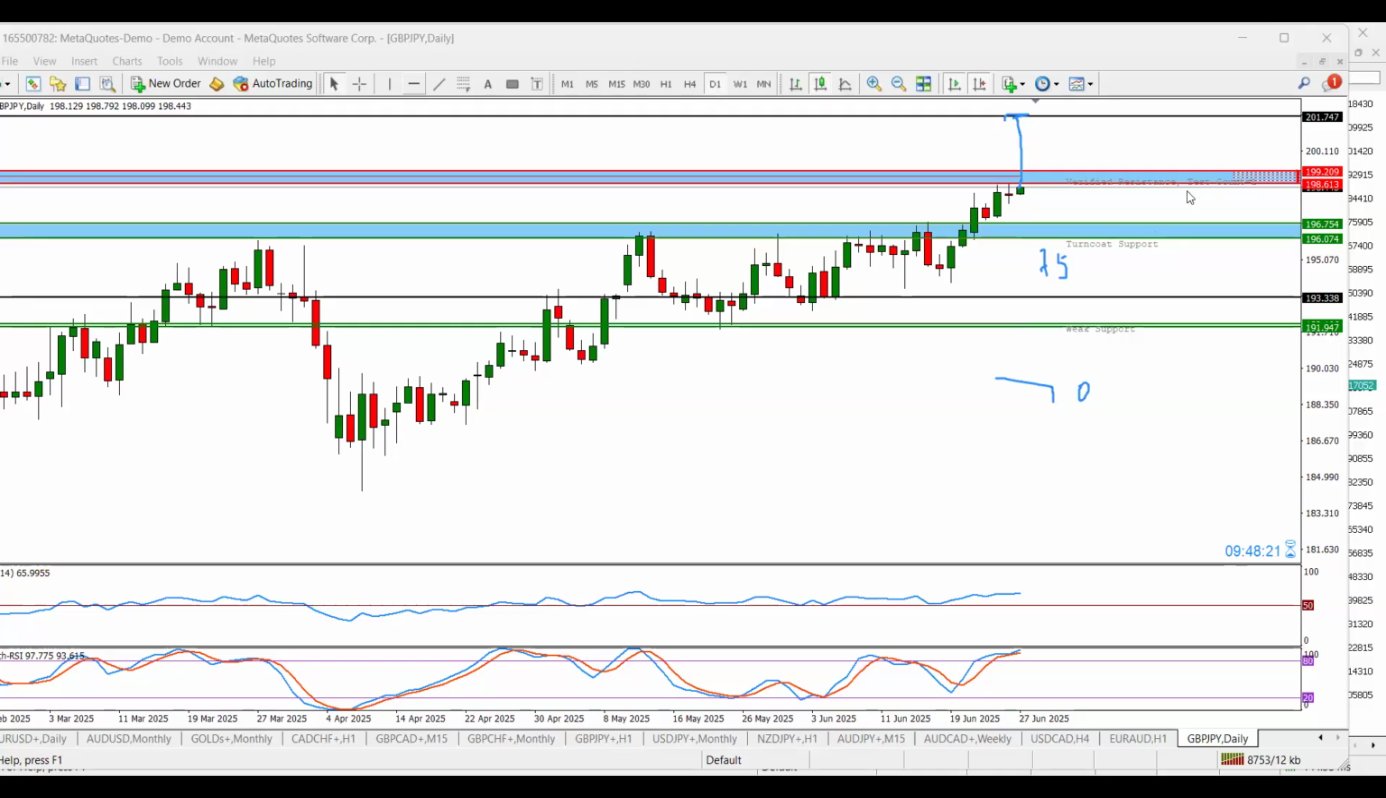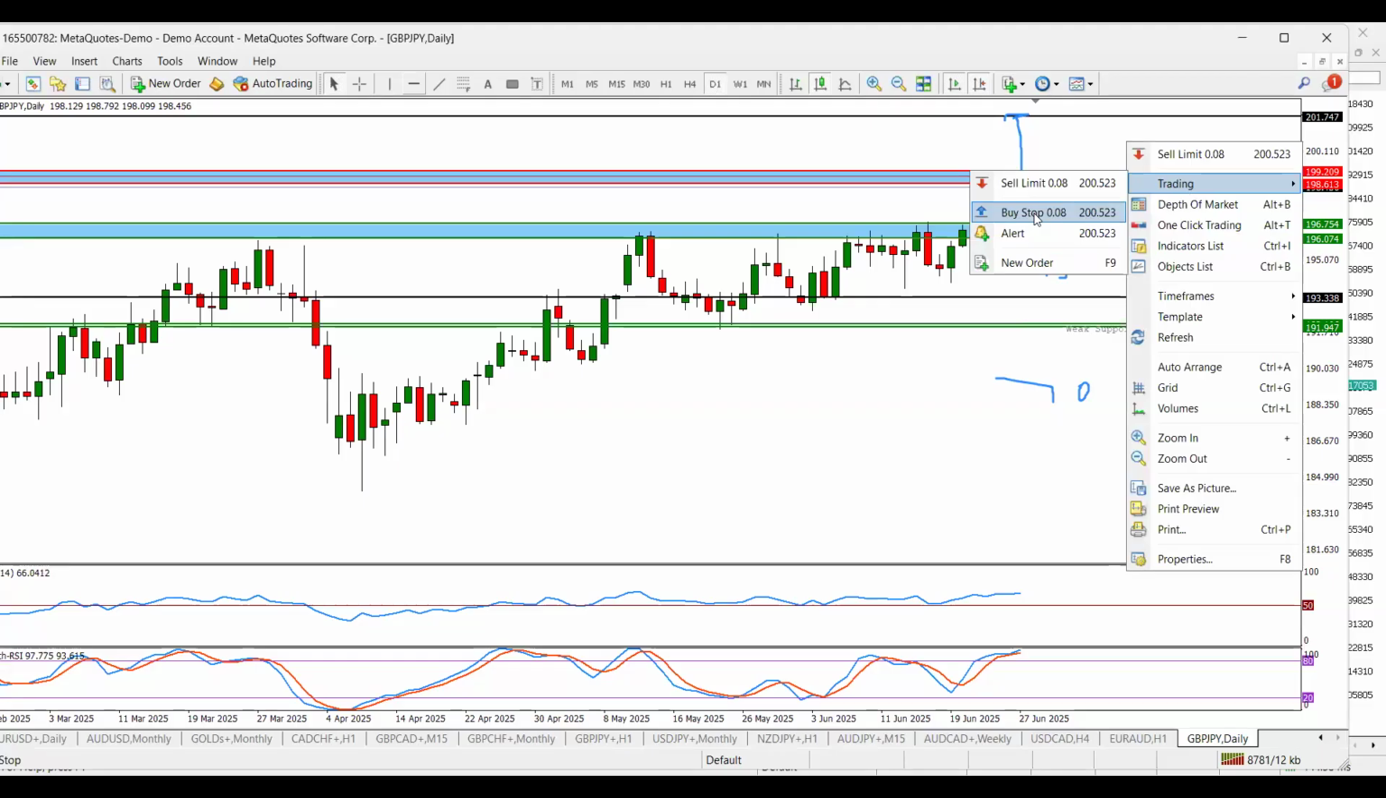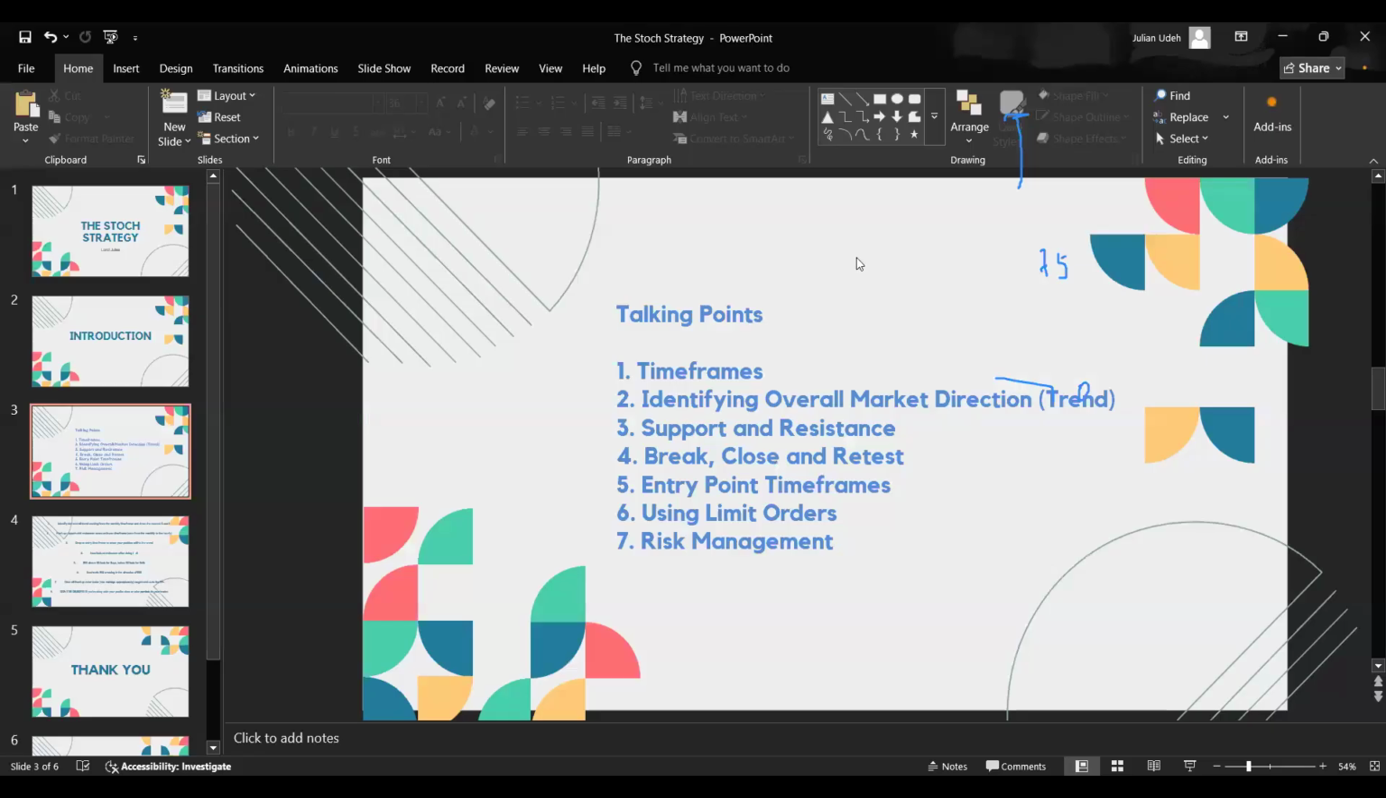You're going to come here and you're doing buy stop. Why are you placing a buy stop when you should wait for price to be higher? Then you go below the current price and place a buy limit. That is why I said I don't use buy stops. I only use what? Limit orders.